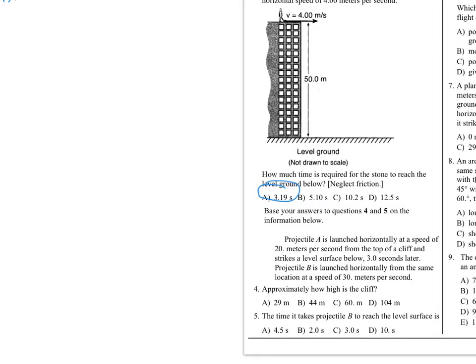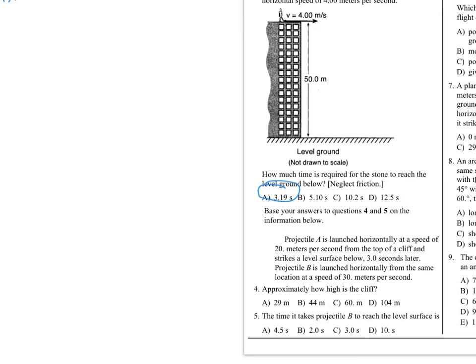Questions 4 and 5 are based on this little prompt. So we have two projectiles launched at different horizontal speeds, and they're dropped from the same cliff of the same height. And first we gotta figure out how high is the cliff. Given that we're looking for the height of the cliff, this is a vertical distance, so we disregard all the horizontal speeds we're given. Okay.